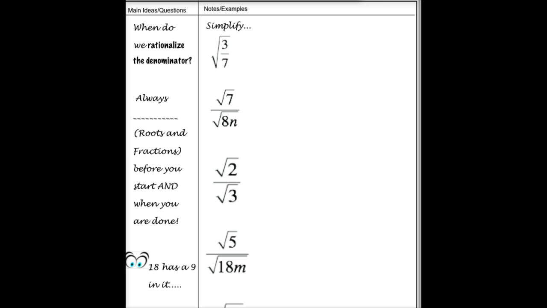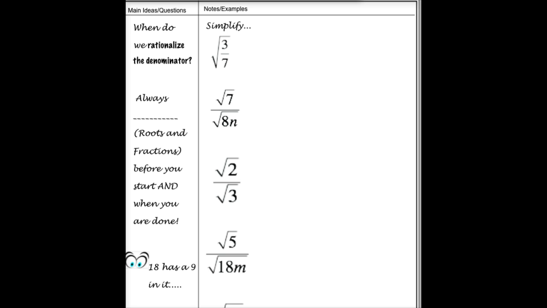Now let's go to the next page. What made those so nice is that they had those perfect squares living on the bottom. But what about when it doesn't? And we did a little of this before Christmas as well. They're just going to get a little bit more complicated.